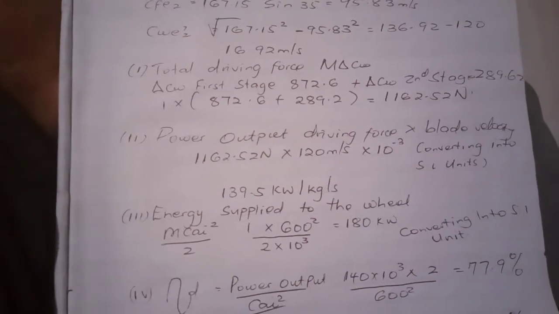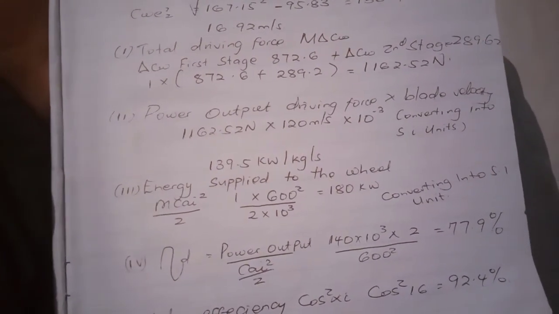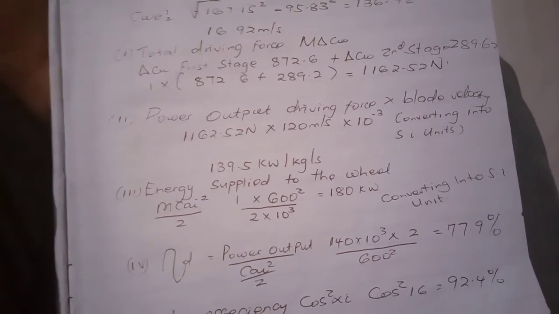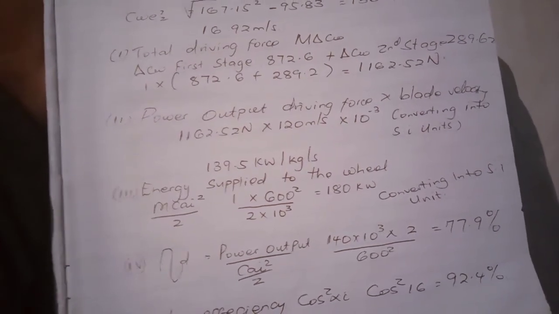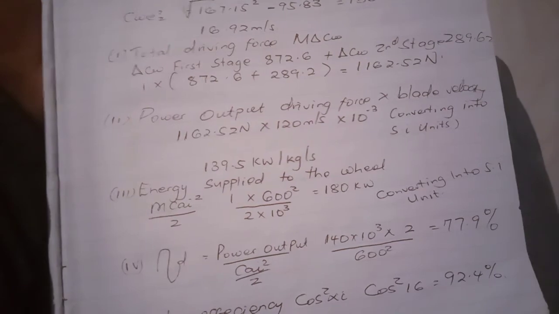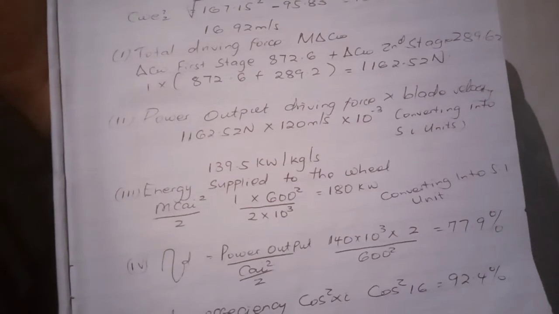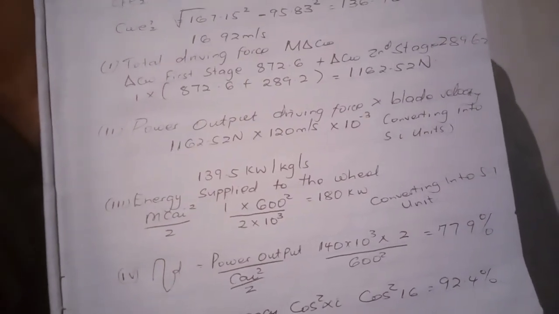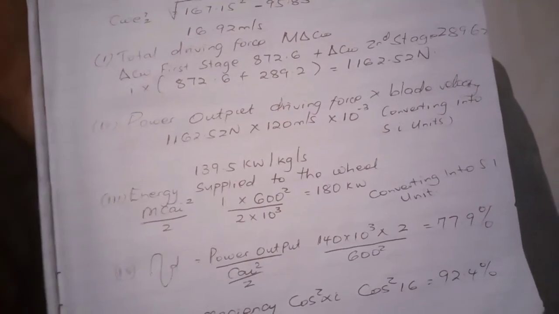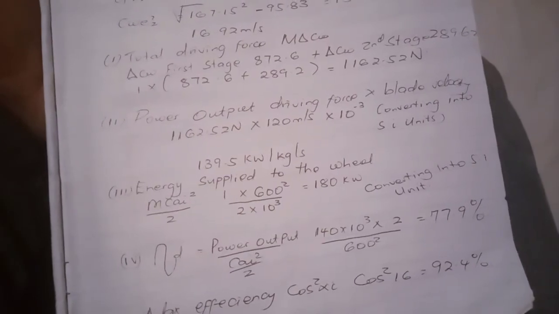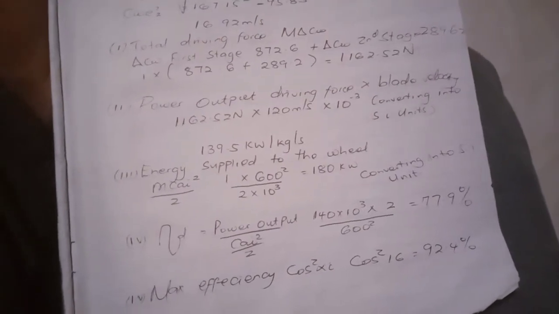We are asked for the total driving force of both the first stage and the second stage. The total driving force is the change of the driving force. We combine them and we are told that the mass flow rate is 1, and to get the driving force is mass flow rate times change in the driving force. That is 872 plus 289. We get 1162.52 newtons.